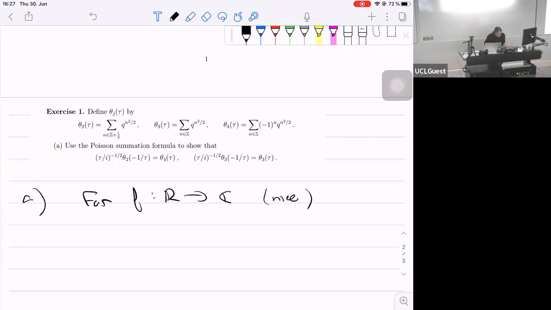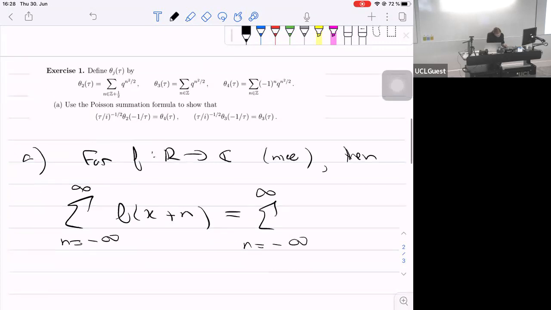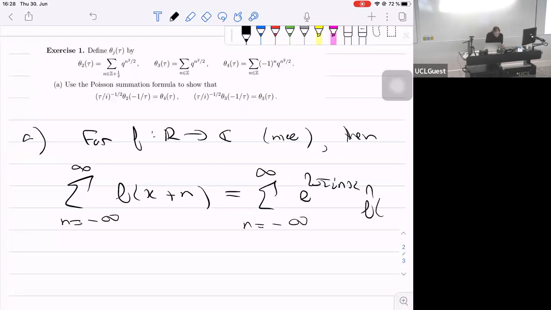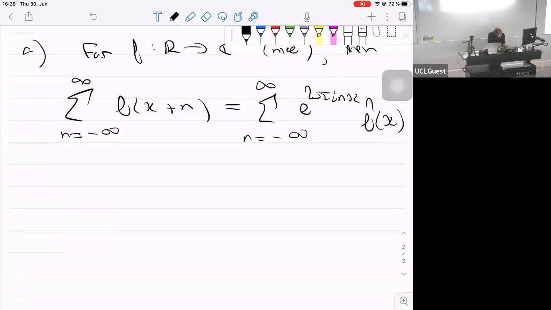Say for a sufficiently nice function, then we can take the sum from n equals -infinity to infinity of f of n shifted by some x, and relate it to a similar sum from n equals -infinity to infinity of some phase times the Fourier transform of f. Just for my reference later on, I write down what the Fourier transform is.